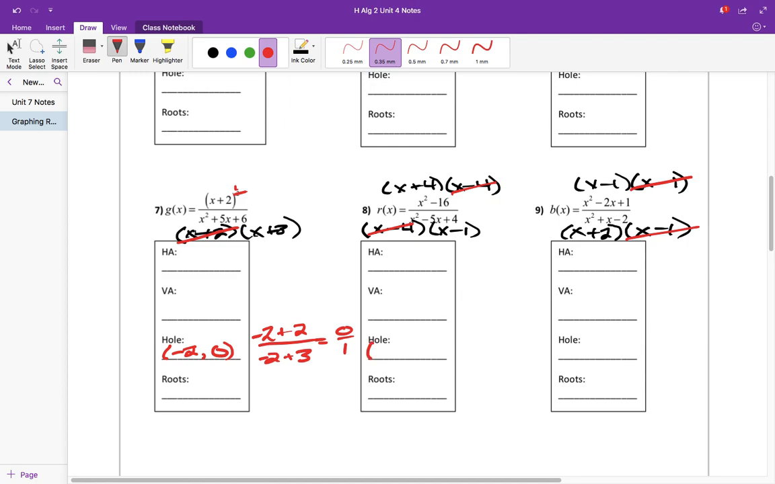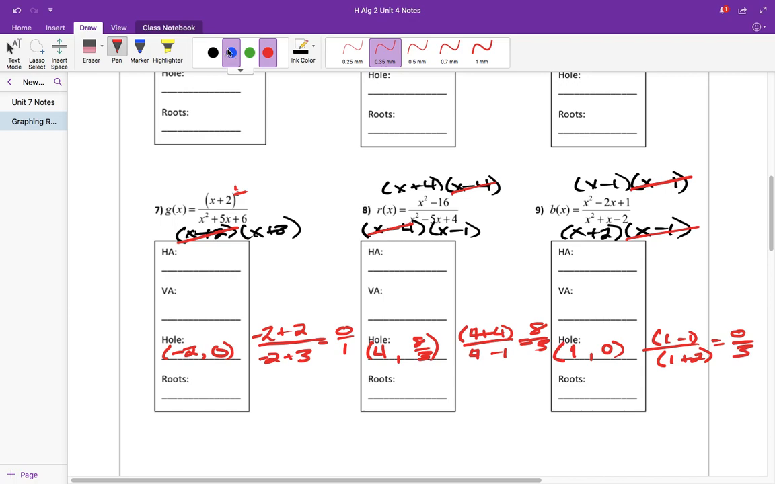For this one, it looks like you've got a hole at 4. And then that gives you 4 plus 4 for your numerator over 4 minus 1 for your denominator, which becomes 8 over 3. It doesn't look like that's going to reduce, so we'll just say 8 over 3. For this last one here, it looks like you're going to have a hole at positive 1. So putting that into your remaining function, 1 minus 1 over 1 plus 2. 1 minus 1 is 0. 1 plus 2 is 3. So 1 comma 0 there is going to be your hole.